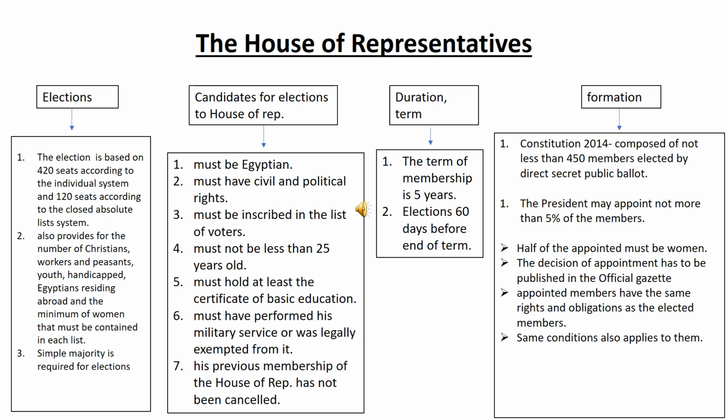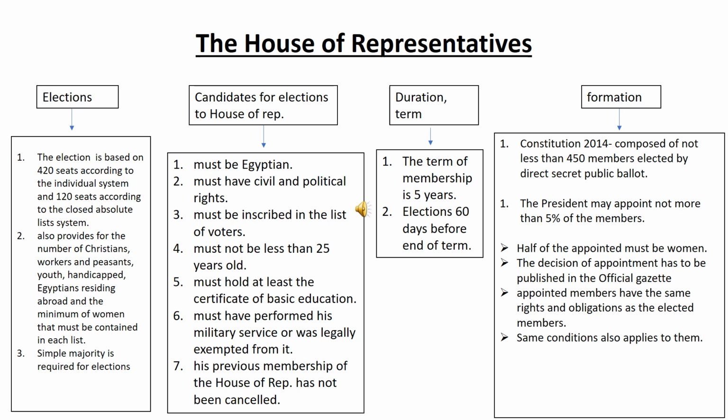Must have performed his military service or was legally exempted from it. Option number one, either he has fulfilled his military service or he wasn't subject to this military service. His previous membership of the House of Representatives has not been cancelled, so he hasn't been blocked or removed before from the House of Representatives. Once this candidate has been elected in the House of Representatives, what's going to be his duration and term? The term of membership is 5 years.